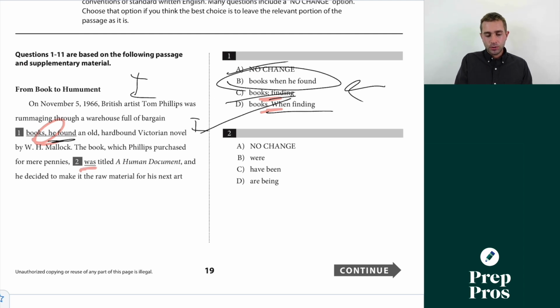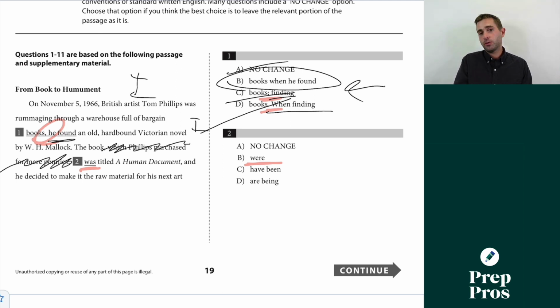Now, question 2 is testing us on subject-verb agreement. So what we always have to simply do is identify our subject, get rid of any extra information or prepositional phrases. The book which Phillips purchased for mere pennies, well, there's our extra information. We want to take that out.